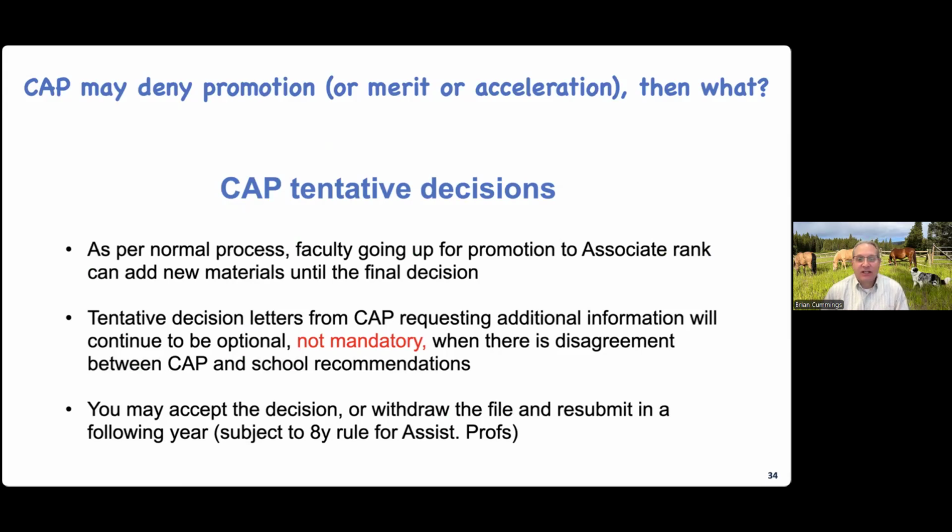And decision letters from CAP requesting additional information are optional, not mandatory, but it could be if there's a disagreement or confusion between CAP and the school of recommendation, they might ask for additional information so they can evaluate their decision. So you can accept their decision or withdraw your file and resubmit the following year if you have 1 more year left on that 8-year rule, for example. So you do have to time that correctly.